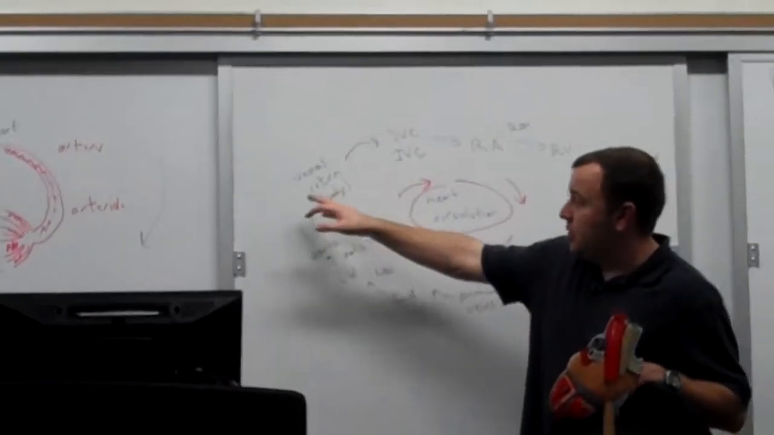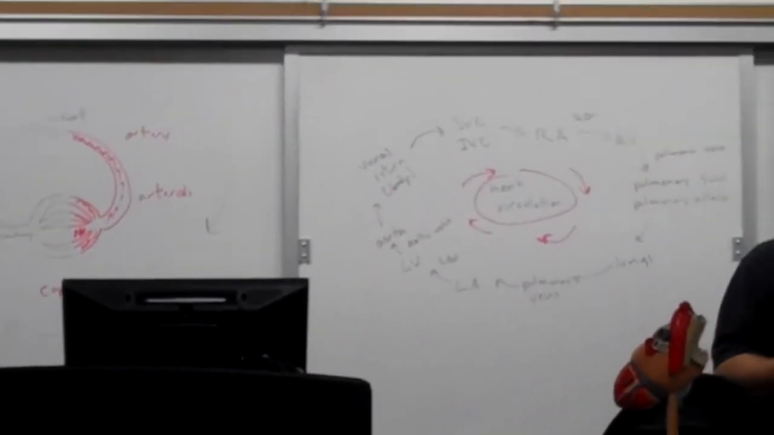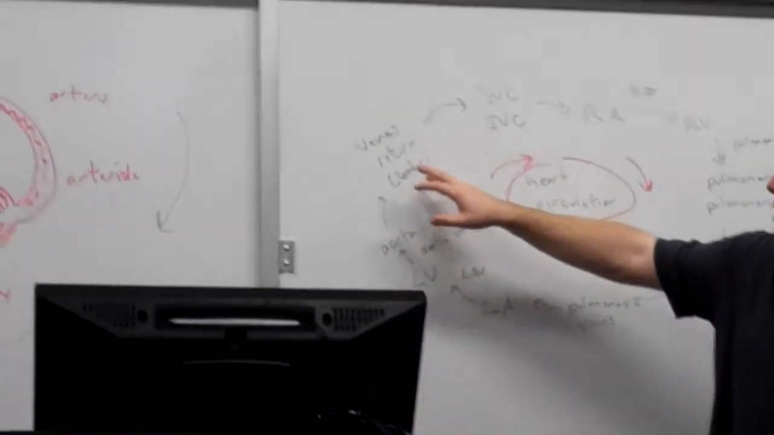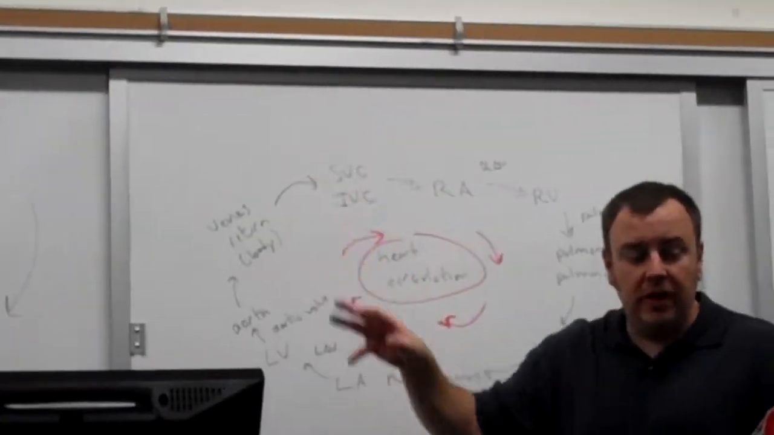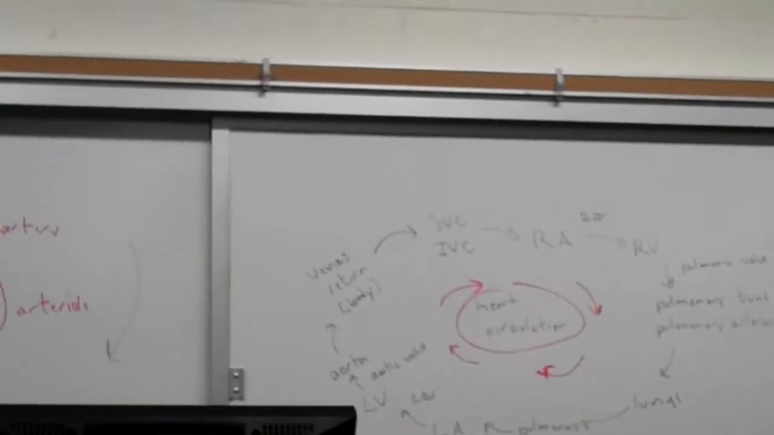Remember, I always like to start with the venous return. So this is deoxygenated blood that's flowing back to the heart. So remember that venous blood, or that deoxygenated blood, is going to pass through the two large veins, which if you haven't seen, you'll see today.